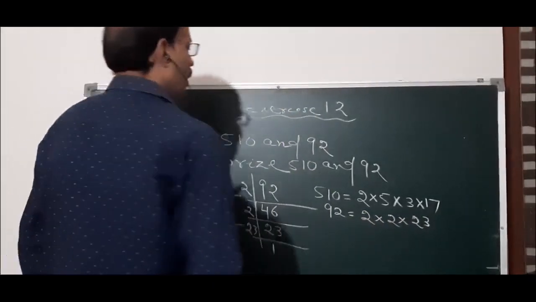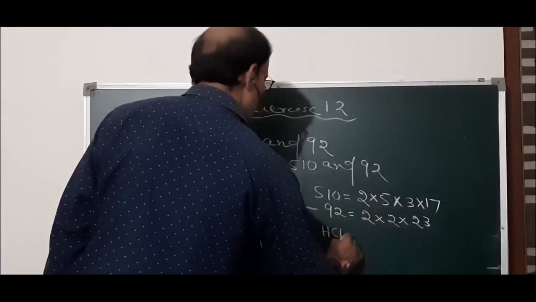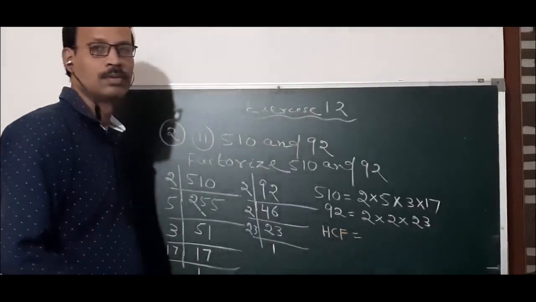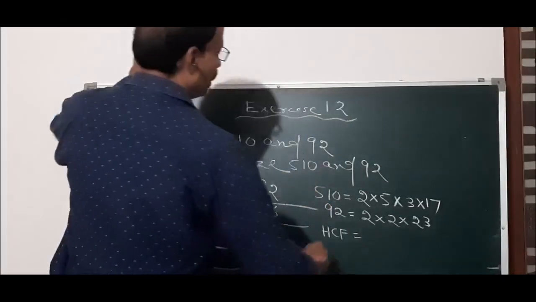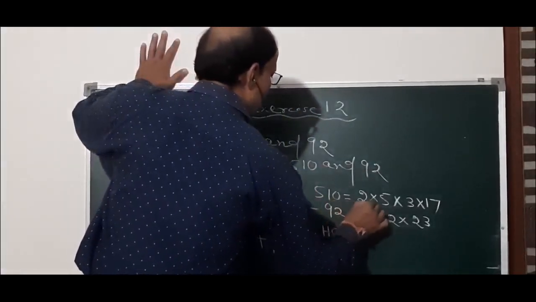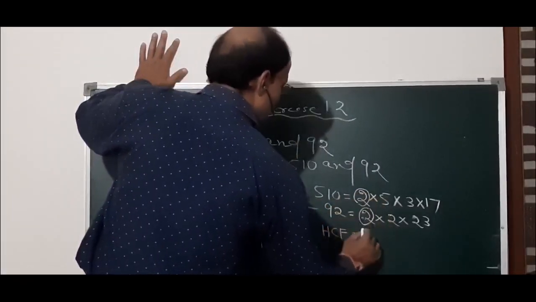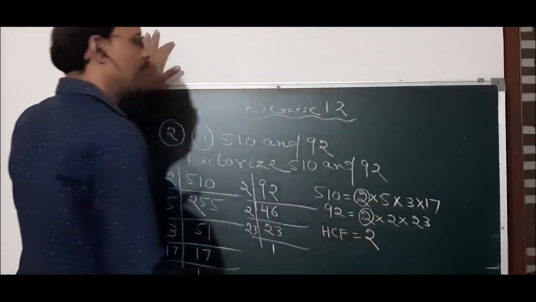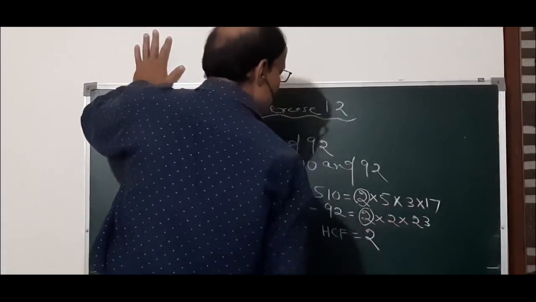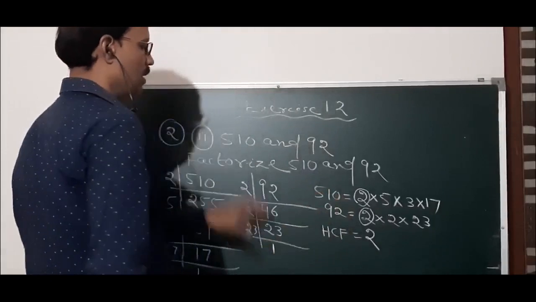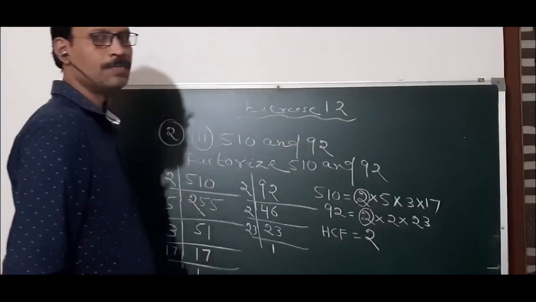Okay. So now to find the HCF, we have to check whether there is any common number or not. So in 510 there is a 2, and in 92 also a 2. So for the pair of 2, we take one 2 here in the HCF. There are no other common numbers between 92 and 510. So it means the HCF of 510 and 92 is 2.